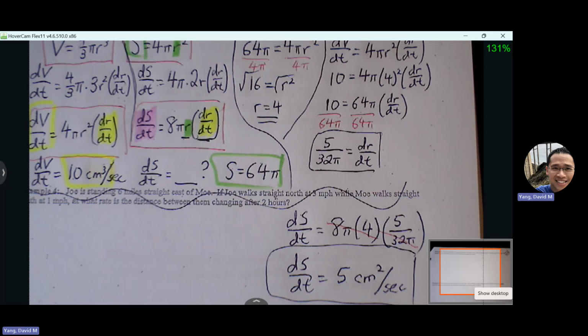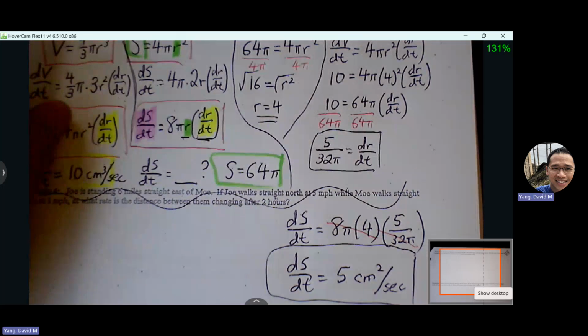You can't just make it 5 pi over 32, because then you're changing the value of your answer, of that rate. So just be aware that if pi is supposed to be in the denominator, you have to leave it in the denominator. It's not the same thing as just moving it up to the top. Okay, any questions? All right, cone problems.